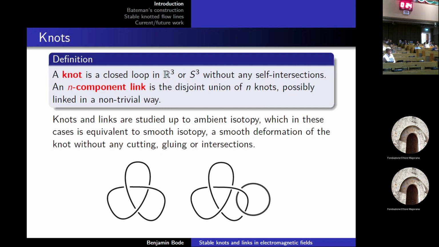Okay, so this is something that you'll probably know. A knot is a closed loop in three-dimensional space without self-intersections. And if you have multiple components, they form a link. So here you have a picture of a knot, and a picture of a link with two components. We study them up to ambient isotopy. Two links are equivalent if you can take one of them and deform it smoothly without any self-intersections until it looks exactly like the second link.